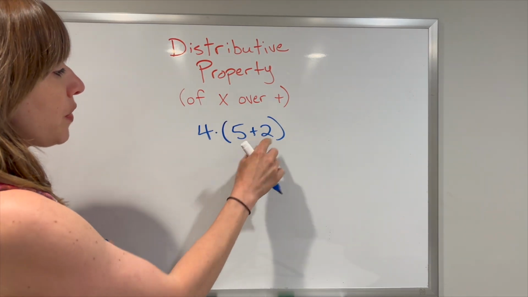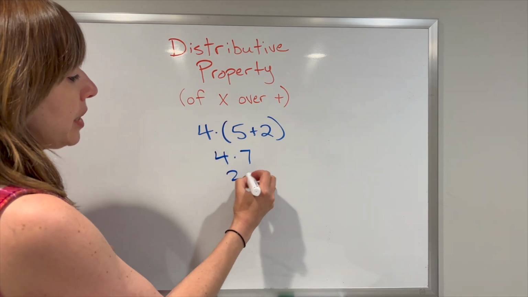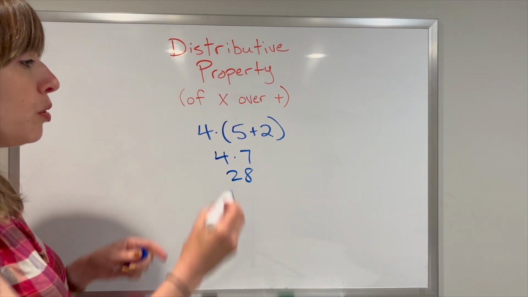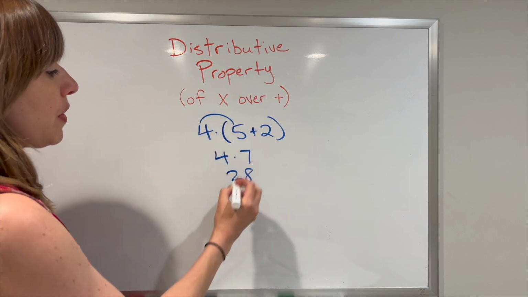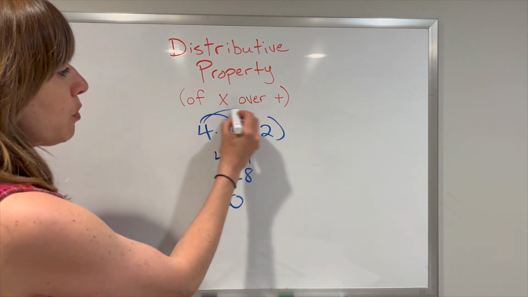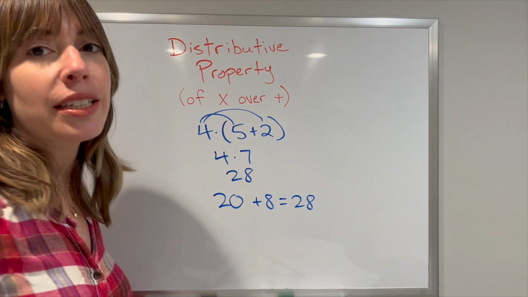So 4 times 5 plus 2 is 4 times 7, and 4 times 7 is 28. But I could also multiply each of these addends by the third number. So 4 times 5 is 20, and then 4 times 2 is 8, and 20 plus 8 is 28.